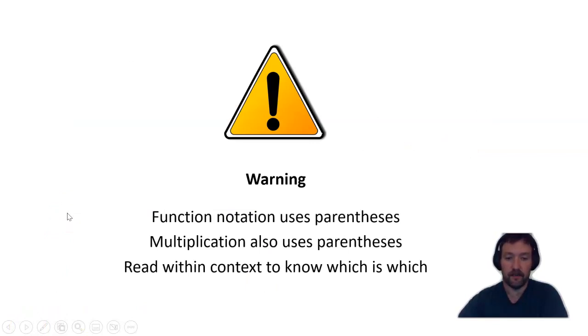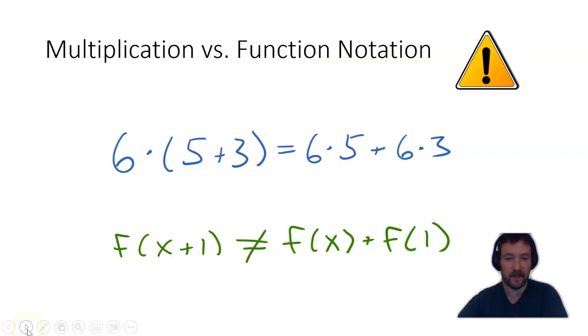Last is a warning. Function notation uses parentheses. Multiplication also uses parentheses. Do not confuse these two. Again, that would be like confusing your rules of grammar and writing sentences that don't make sense. So how do you know when to use each? Just read within context. Okay? So let's look at just a couple examples here.